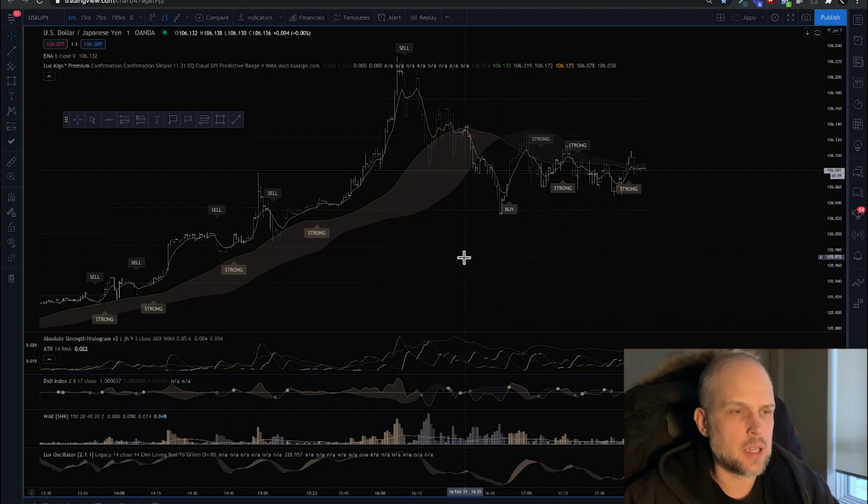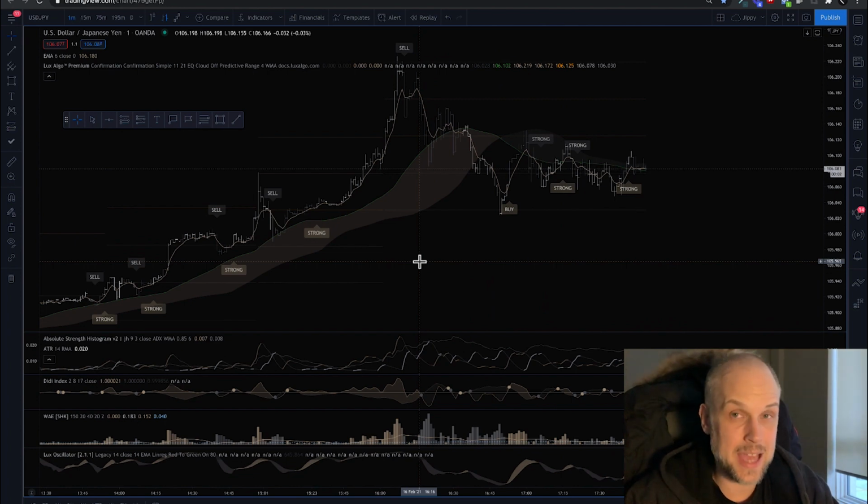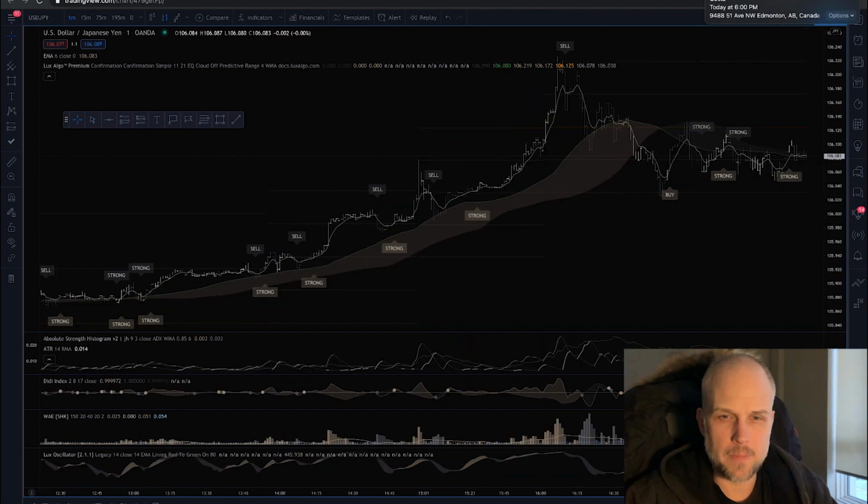I like the US yen because my broker has a minimal spread, sometimes only as much as 0.2 pips. So it's very nice for that.